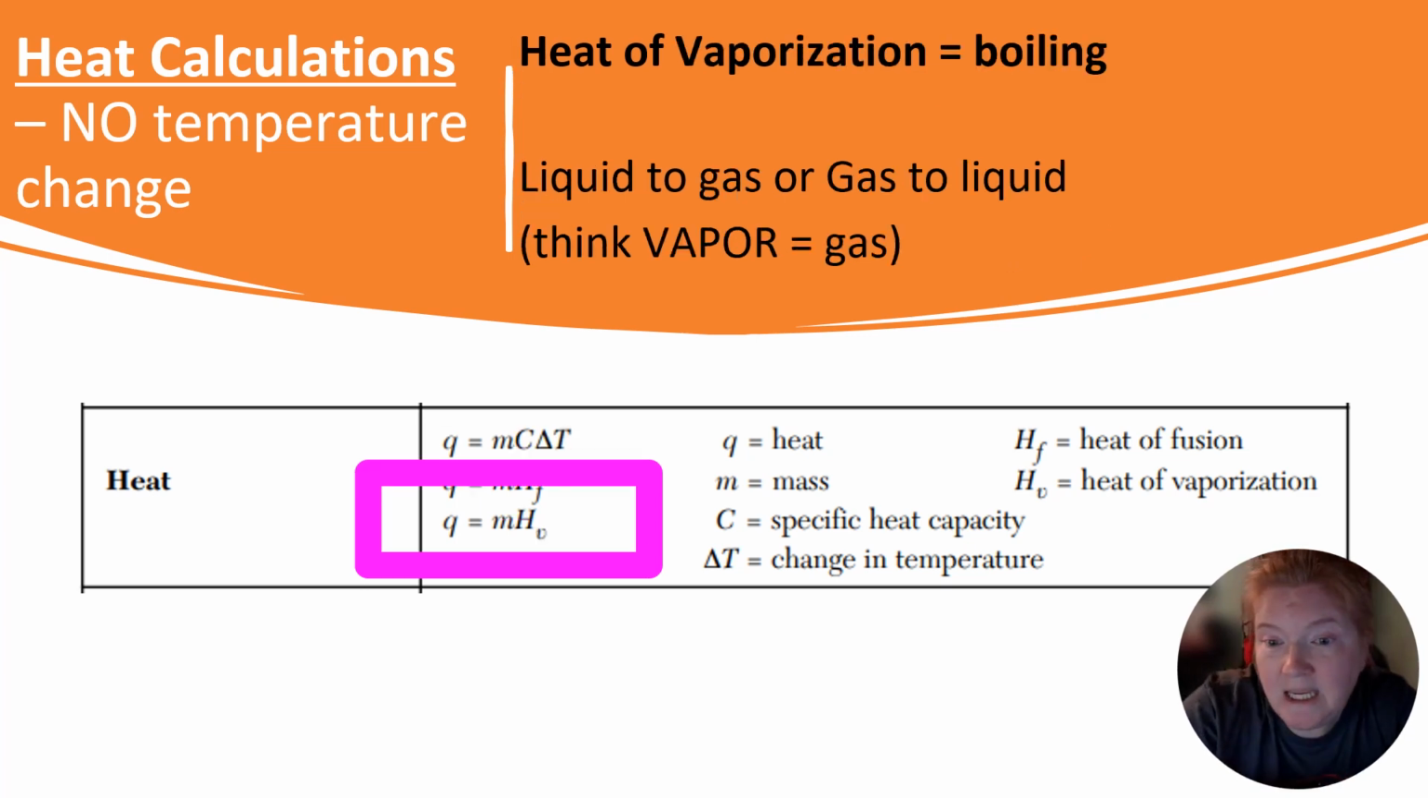If, on the other hand, the question talks about it going from a liquid to a gas or from a gas to a liquid, we're going to use the heat of vaporization formula. So I like to think about it like this. If a gas is involved and it's changing from a liquid to a gas or gas to a liquid, meaning no temperature change is happening, vapor is a gas. Okay.